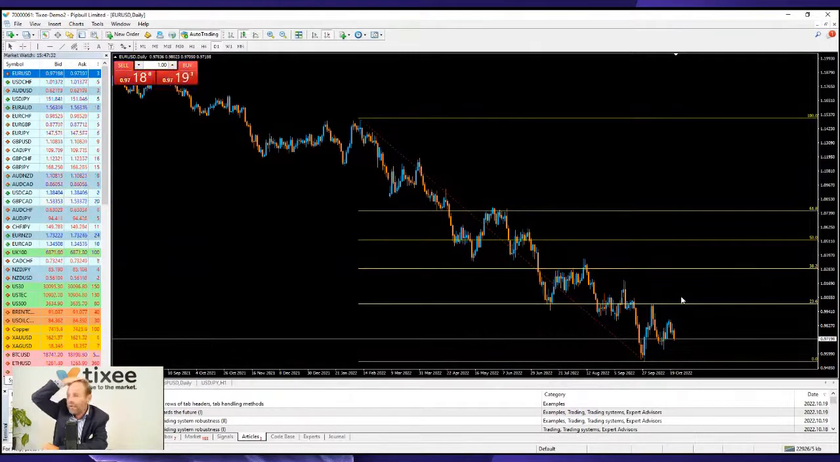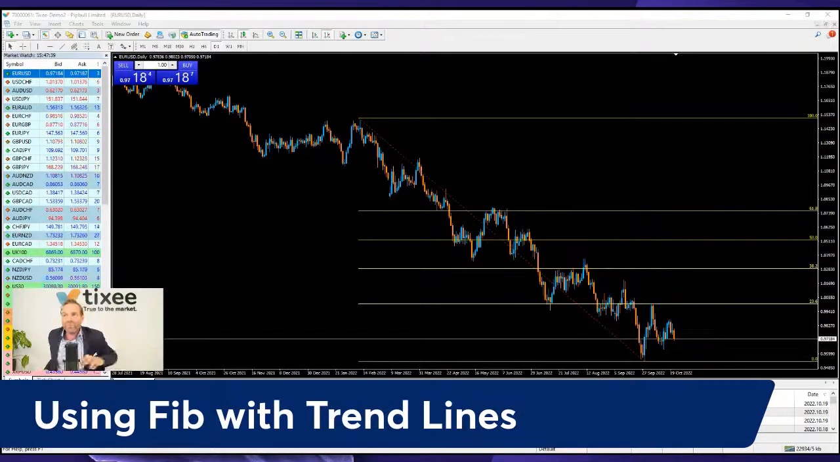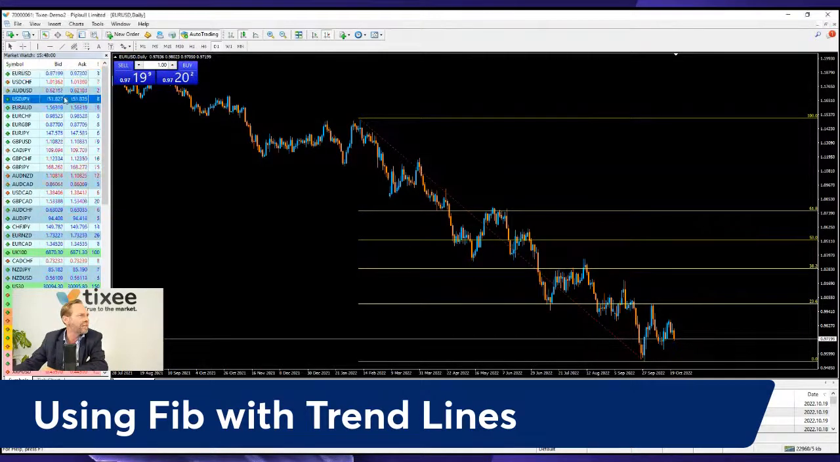Using it with trend lines. And this is the one asset I know is in a pretty strong and pretty bullish uptrend. Any guess what that instrument is? So I've talked about it a fair bit in some of my Tixee Live episodes, certainly over the last couple of days. And that, of course, is the dollar yen. So let's have a quick look at the dollar yen.